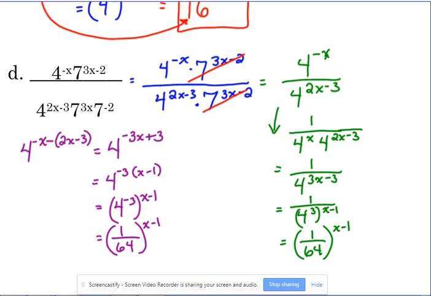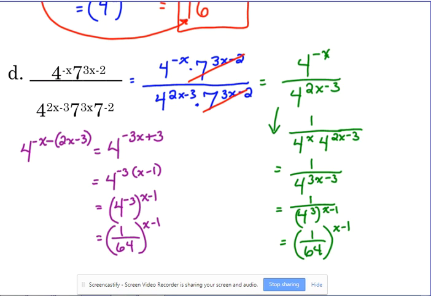Now, I can move that x minus 1 out there because there's just a 1 in the numerator. 1 to any power is still 1, so it doesn't really matter. If there was something other than 1 there, then the x minus 1 exponent would just apply to the bottom, okay? But since it's a 1, 1 to any power is still 1, so it really doesn't matter on this one. Okay, so same conclusion, two different approaches.